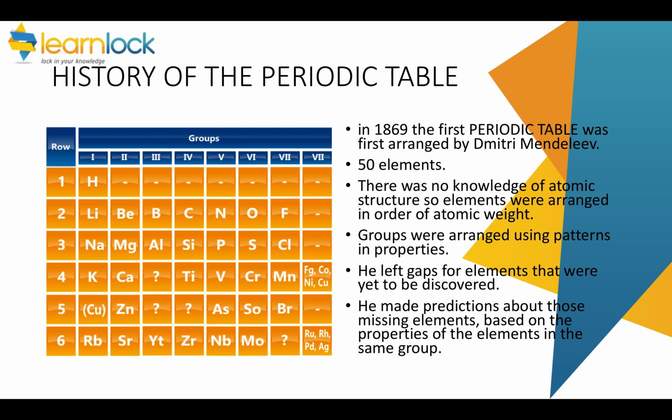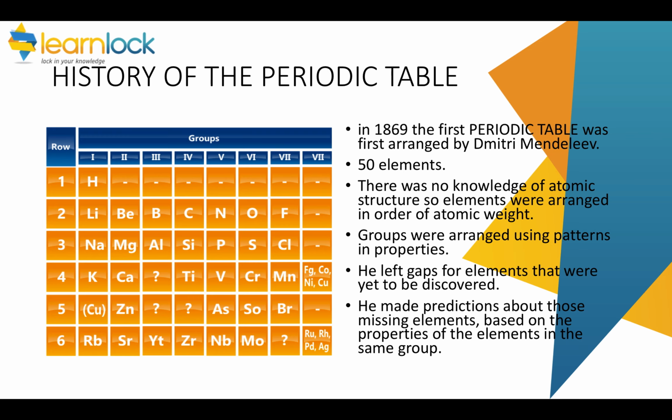First of all, you'll need to know about the history of the periodic table. The first periodic table was created by Dmitry Mendeleev, a Russian scientist, in 1869. Back then, he discovered about 50 elements. There was no knowledge of atomic structure like protons, electrons, neutrons, so he arranged the elements according to their weight. He also put them in groups and used patterns in the properties of elements in that group. So, for example, their melting point or how they reacted.